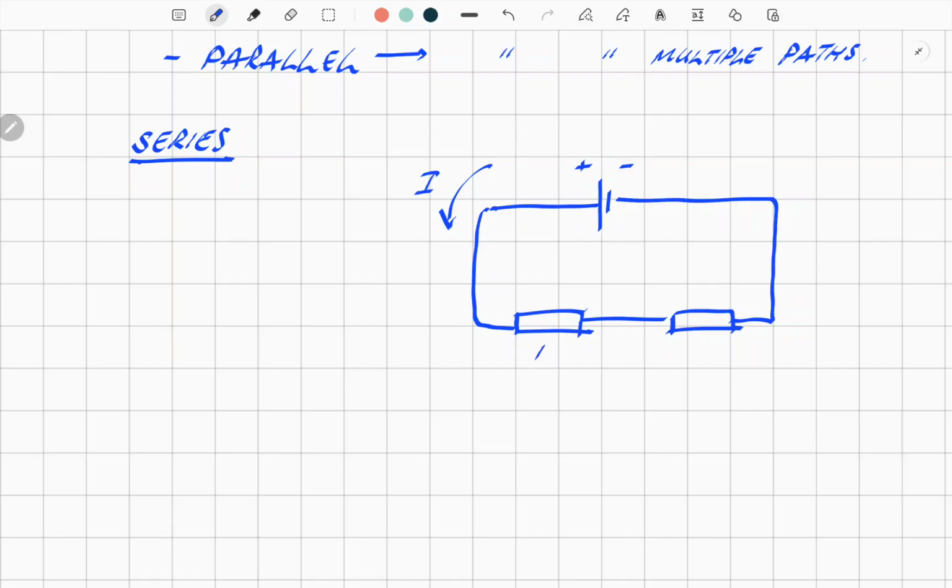And then you have, let's say, resistor 1, resistor 2. All right. As you can see, there is only one path, and you have to go through the resistors one after another. All right. Yeah. So there's no choice for the current to go any other direction or anything like that. Okay. So the main properties are total resistance equals sum of individual resistors.